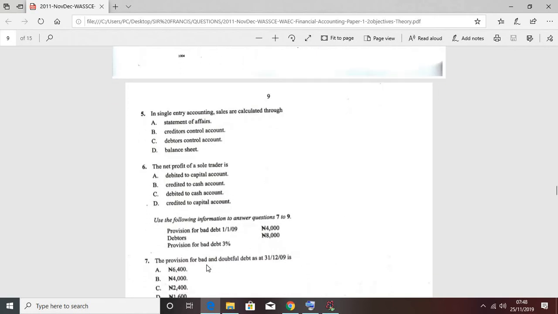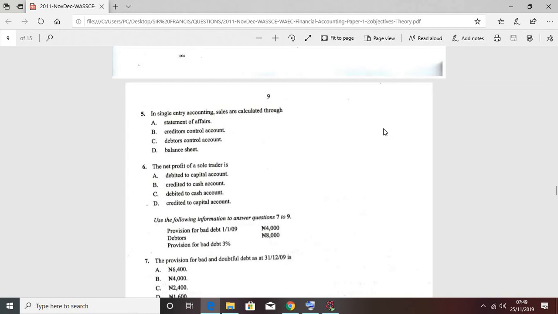Question number 5 says, in single entry accounting, sales are calculated through. What is single entry? In accounting, we have to record each transaction at least twice. So in a situation whereby a transaction has been recorded only once instead of at least twice, it means we are in the realm of single entry. And when in single entry, so many things arise because the information given is not adhering to the accounting principles. So we have to do so many workings.